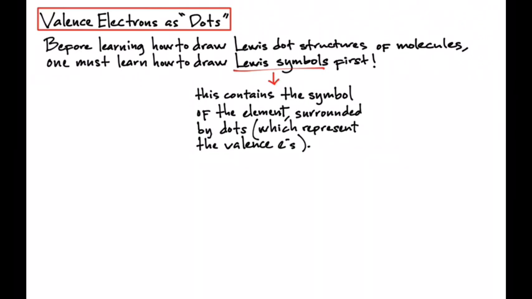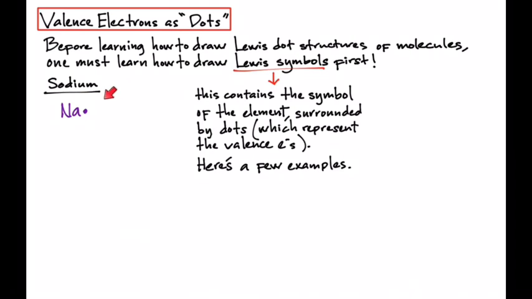Elements in group 2A will have 2 valence electrons. Group 3A will have 3 valence electrons, and so on and so forth. So let's look at a few examples of Lewis symbols. For sodium, the symbol is Na, and sodium is in group 1A in the periodic table, so it will have 1 valence electron.